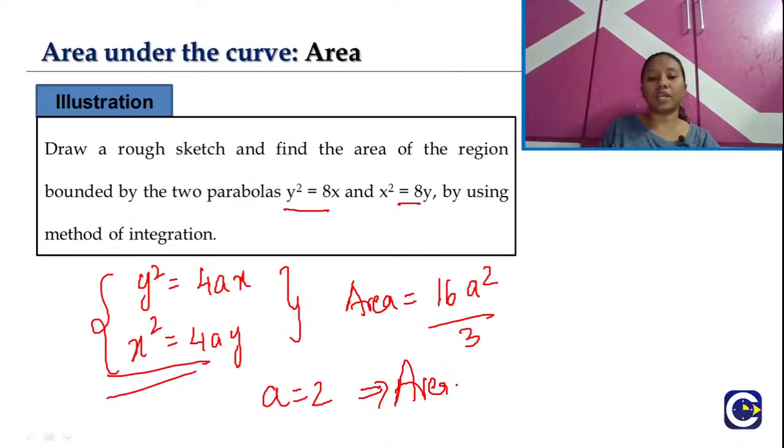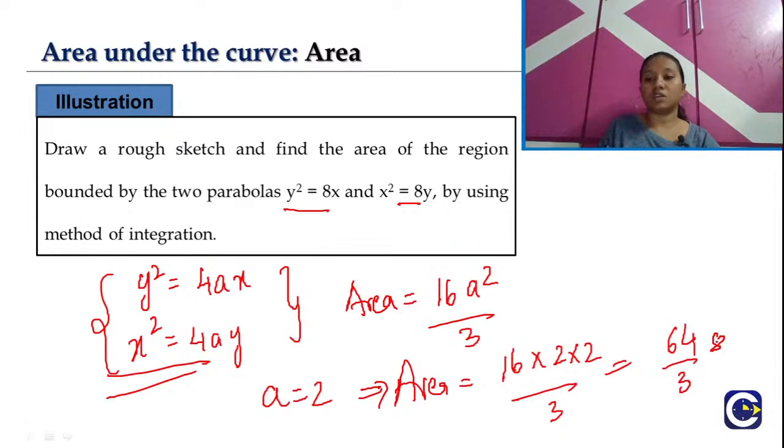So our required area will be 16 into a square by 3, that is 16 into 2 square by 3, so 16 into 4 will be 64 by 3 square units. So this will be the answer, that is the area bounded by these two given parabolas. Right, so let's move on to the next one.